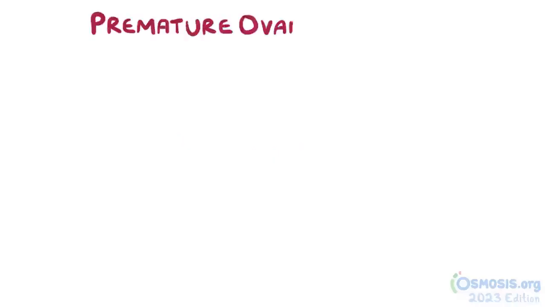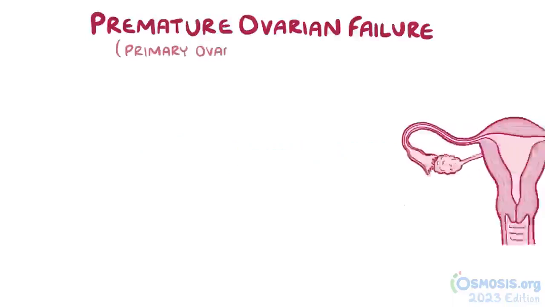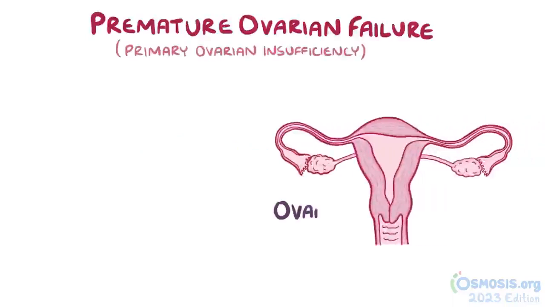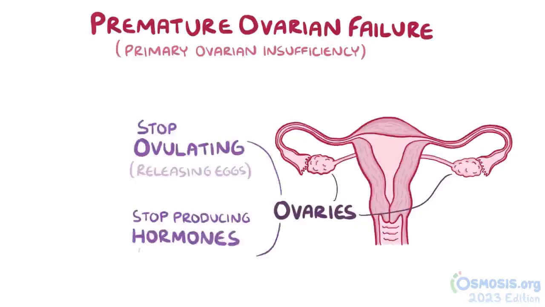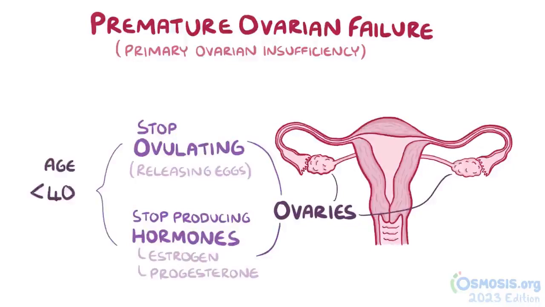In premature ovarian failure, which is also called primary ovarian insufficiency, the ovaries stop functioning normally, and this means that they stop ovulating or releasing egg cells. And they also stop producing hormones, mainly estrogen and progesterone, and this all happens before a woman is 40 years old. It's considered a primary problem because the problem is with the ovaries themselves, rather than the glands or the hormones that act on the ovaries.